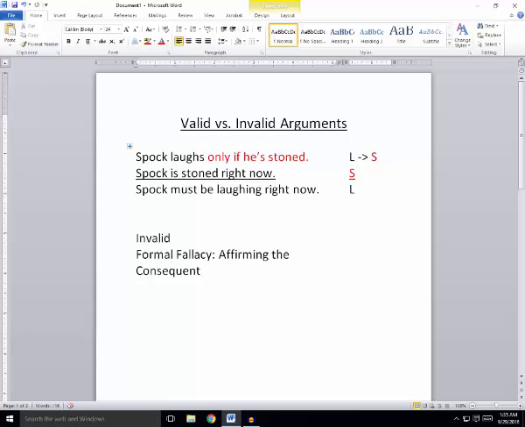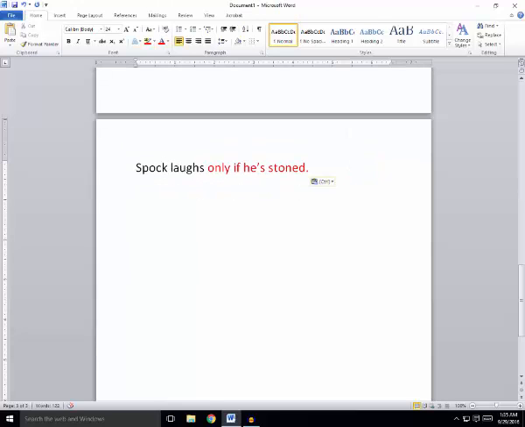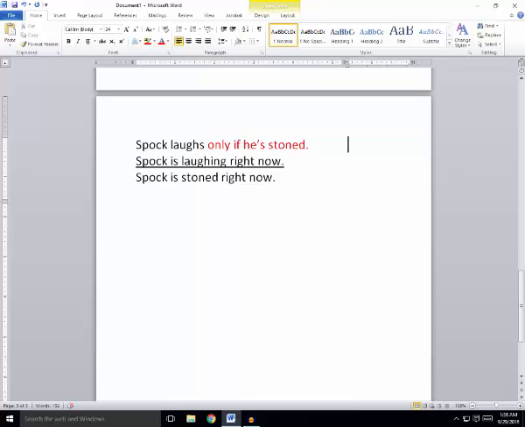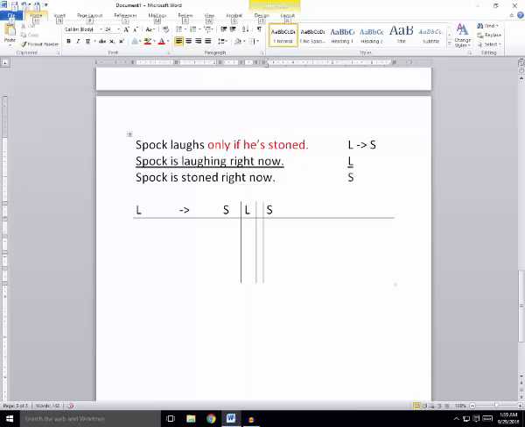And let's say our argument starts with the same premise, that Spock laughs only if he's stoned. But this time, suppose the second premise is that Spock is laughing right now. And the conclusion is that Spock is stoned right now. So this argument is very much like the last one, except that the second premise and the conclusion have been reversed. So when we go to symbolize the argument, the first premise is going to be the same thing, L arrow S. And meanwhile, the second premise this time is L, and the conclusion is S.